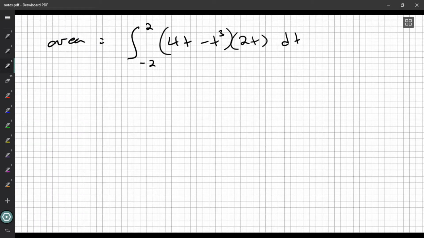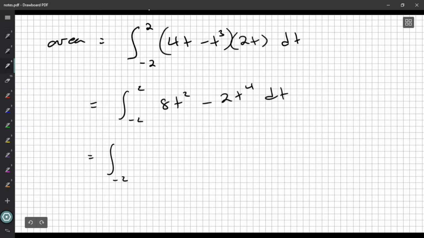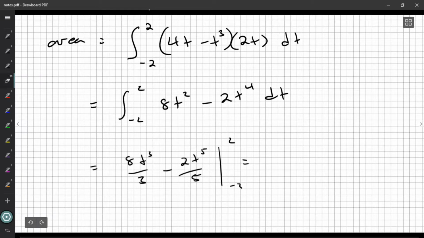All right. We'll go minus 2 to 2. We'll have 8t squared minus 2t to the 4. These are pretty easy to integrate because they're polynomials. Okay, so it'll become 8t cubed over 3 minus 2t to the 5 over 5, going from minus 2 to 2. And we'll do this on the next page. Get a fresh sheet here.